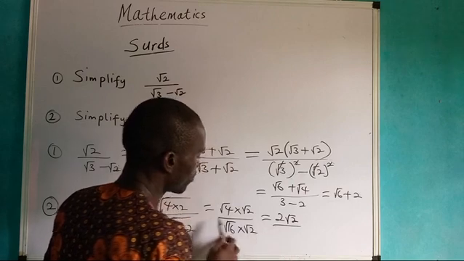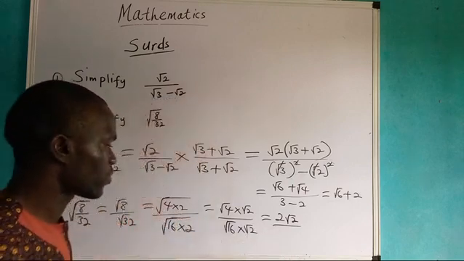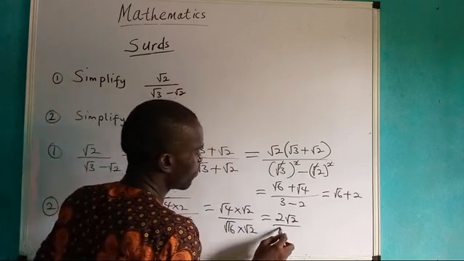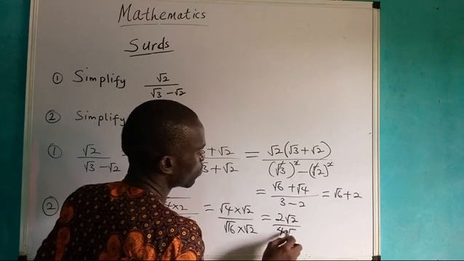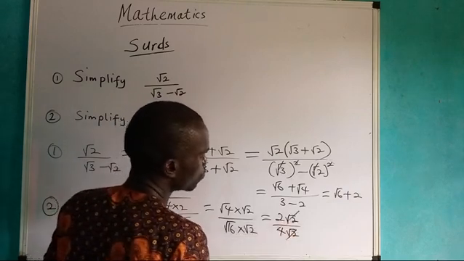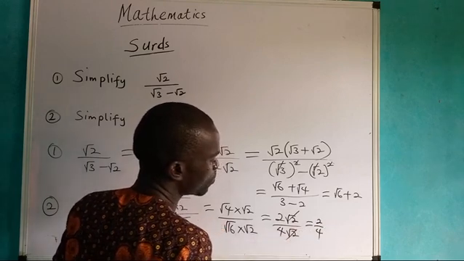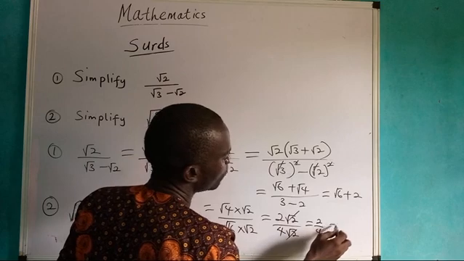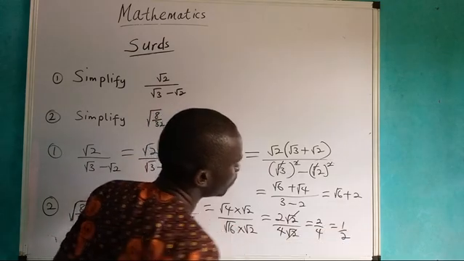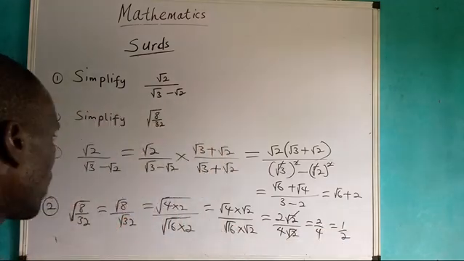Now for the one at the denominator, root 16 is also a rational number, therefore it's going to be 4 root 2. Now root 2 can kill root 2, therefore I'm going to have 2 over 4. And we can still reduce 2 over 4. 2 divided by 2 is 1, 4 divided by 2 is 2, so it is 1 over 2. Therefore, that becomes my final solution at this point.